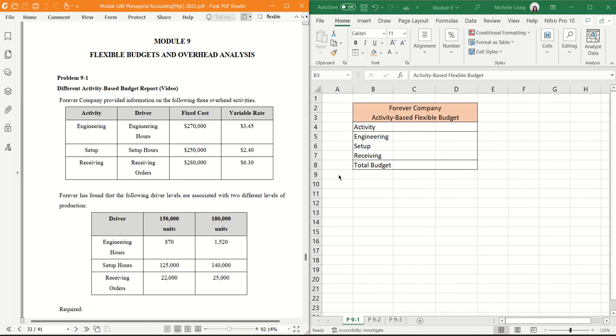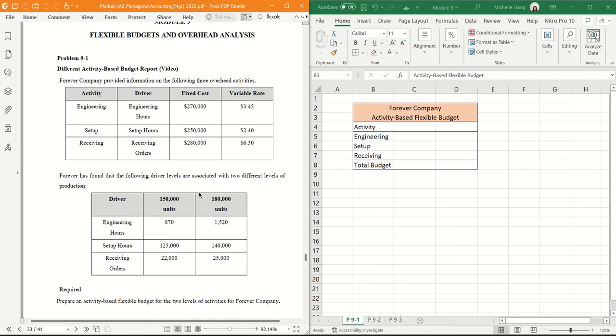Okay, so hi everyone. Today we're going to learn about flexible budgets and also overhead analysis in module 9. So basically this is another way of counting budget and also your overhead analysis. Okay, so we'll just go right into problem 9.1.